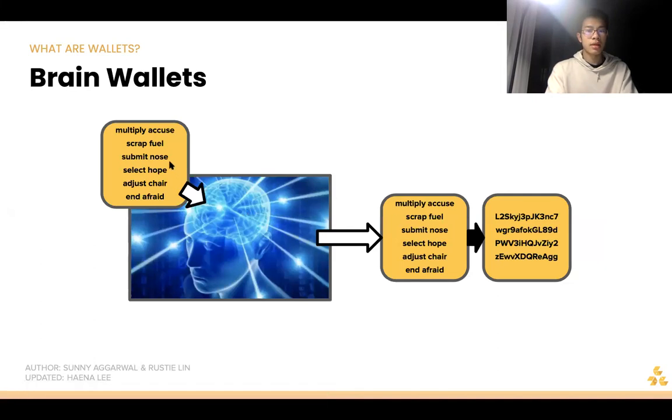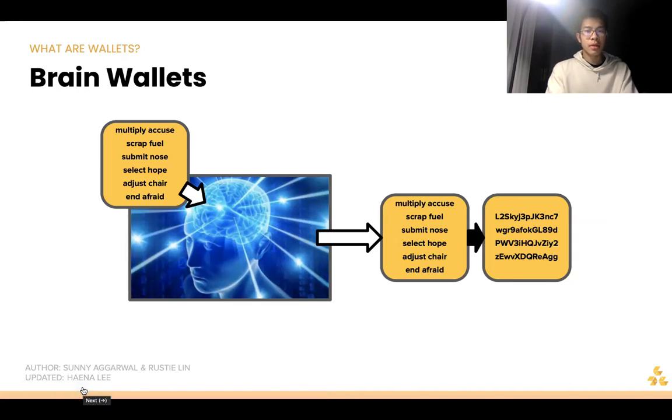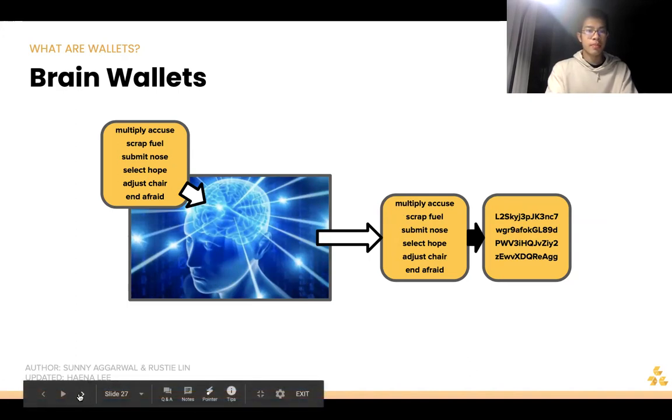So here is how brain wallets work. You memorize these words, and somehow they hash into this private key. And the good thing about brain wallets is that even if you forget the private key and you remember the words, you could just try many combinations of the words until you get the private key. So it's not as hard to forget.